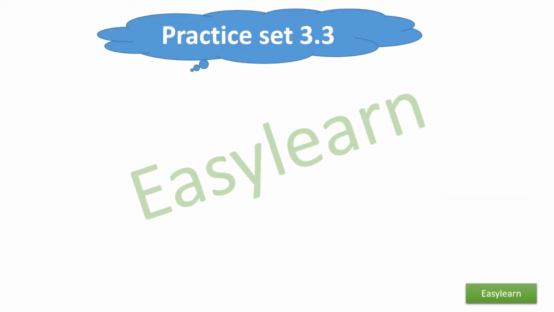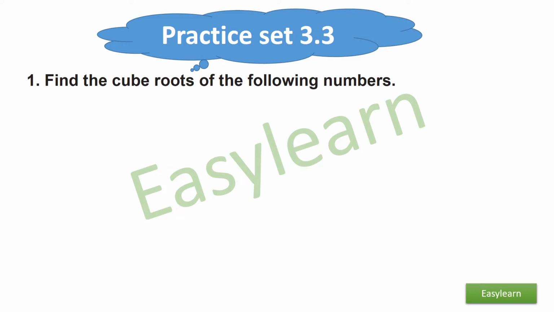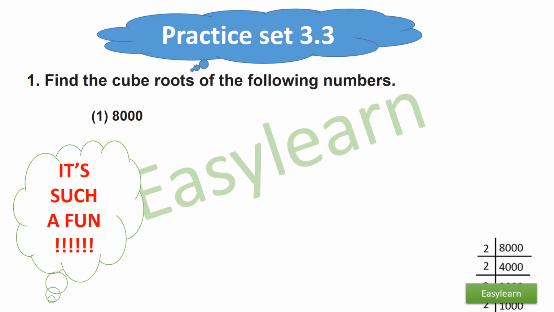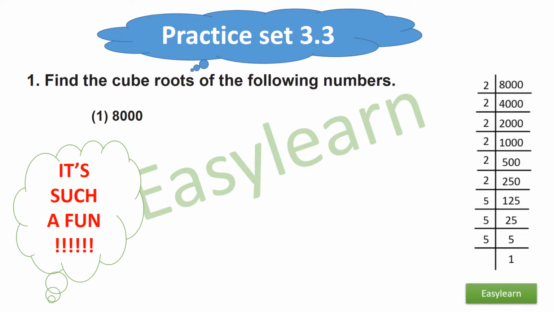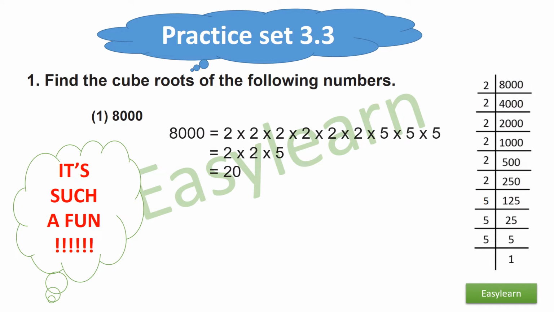Practice Set 3.3. Find the cube roots of the following numbers. First, 8000. So here are the factors by the factorization method. Now we have to see the common numbers. So for cube root, we take groups of 3. So here this is one group, this is the second group, and this is the third group. So we write 2 into 2 into 5, which is equal to 20. Therefore, the cube root of 8000 is 20.